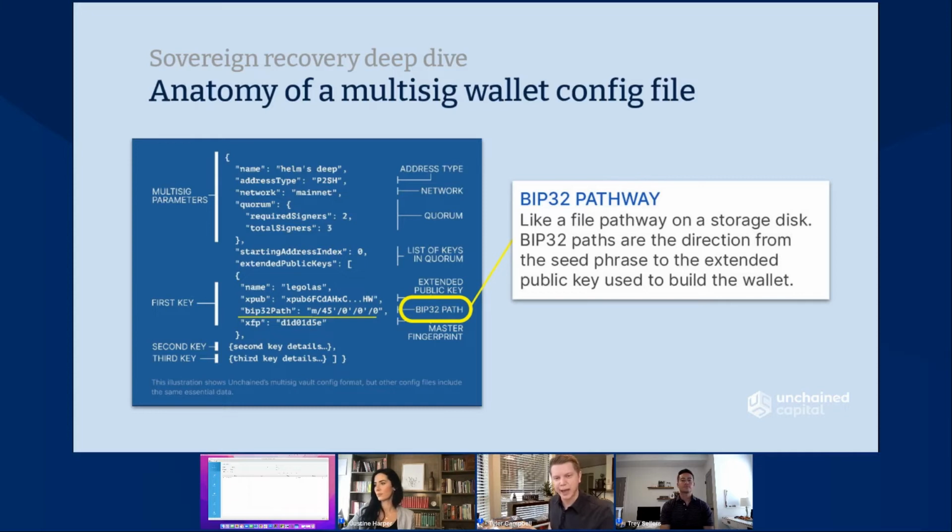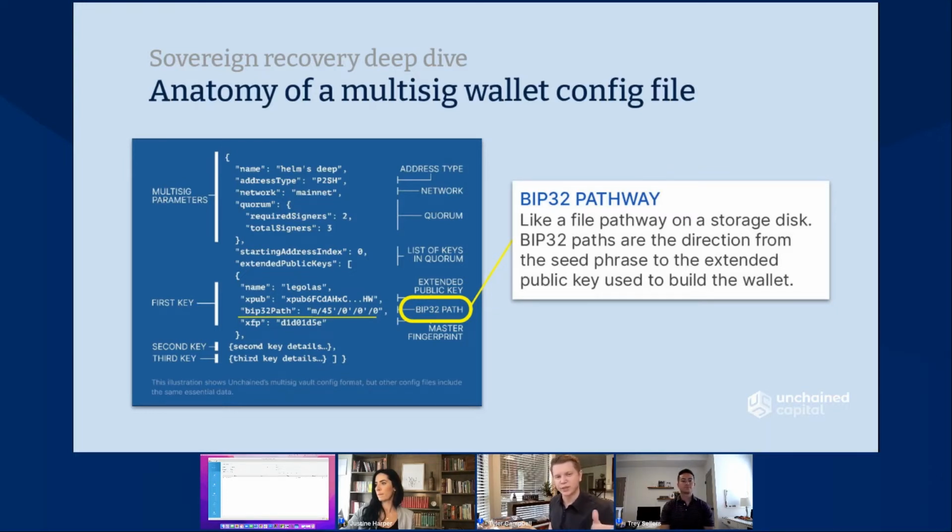It's your derivation path. The derivation path is kind of like a file pathway. The screenshot on the left shows an M/45/0/0/0. It's like each slash is taking you further down that file pathway. And really that path guides us from a seed phrase, from a master public key, to a given extended public key, and then therefore onto a given address. So that BIP32 path is quite important.